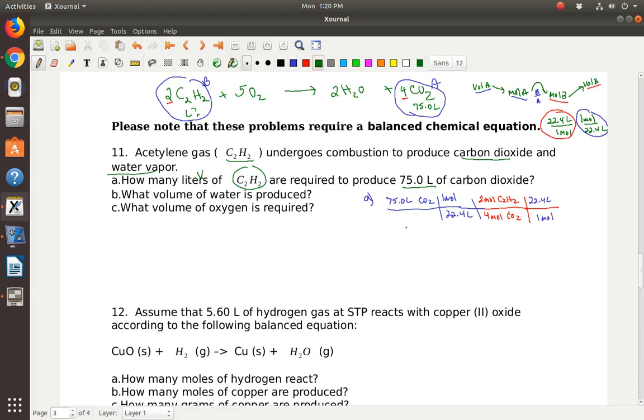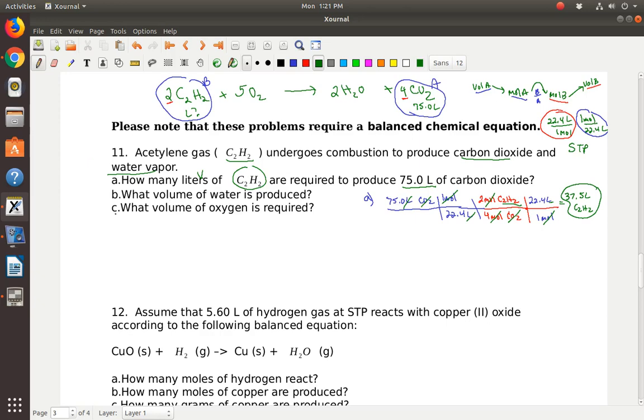Now let's cancel out our units: liters and liters, carbon dioxide and carbon dioxide, moles and moles, moles and moles. That leaves us with liters of C2H2, which is what the question asks. So 75 divided by 22.4, times 2 divided by 4, times 22.4 is 37.4 liters of C2H2. And that's because we're assuming it's a molar volume. Okay? So that's letter A. And we're assuming that it's at STP. We can only do this because of STP conditions, standard temperature and pressure. That's the only time the molar volumes work.